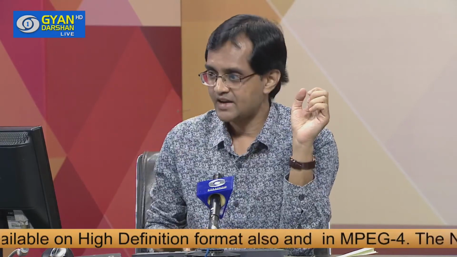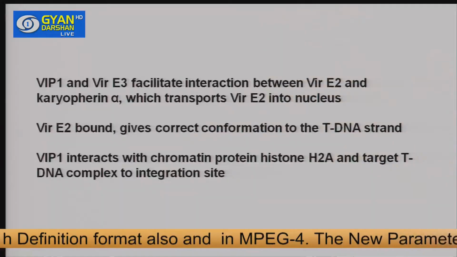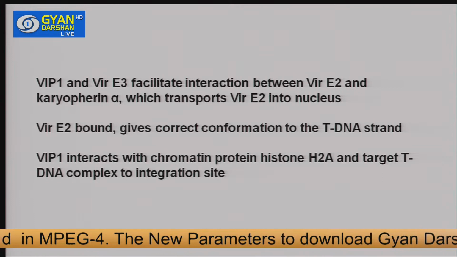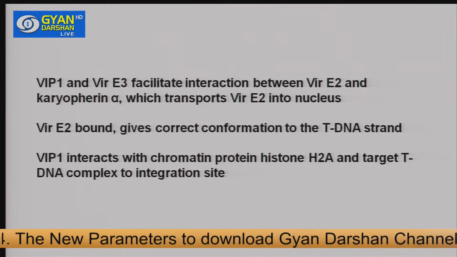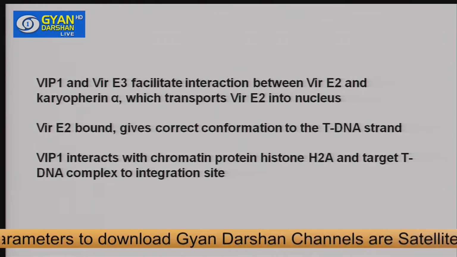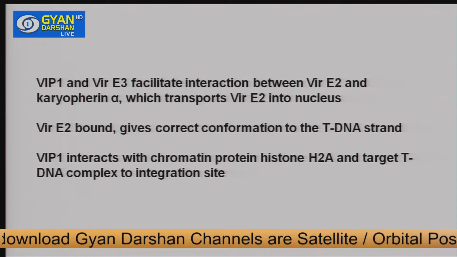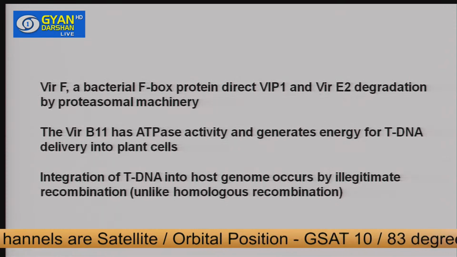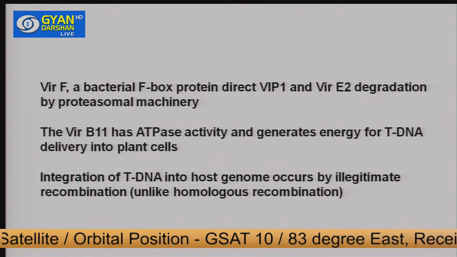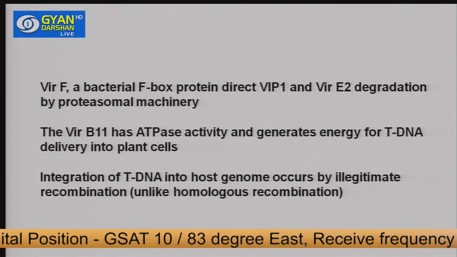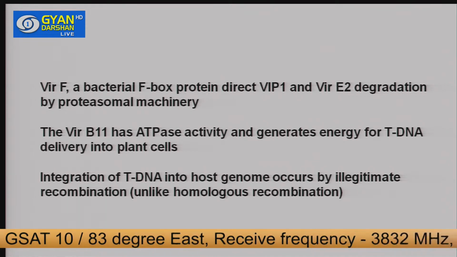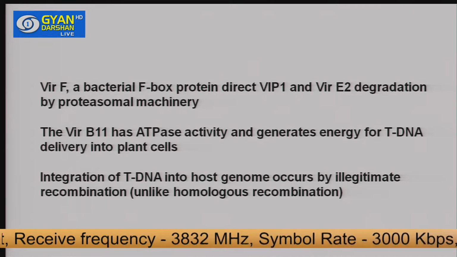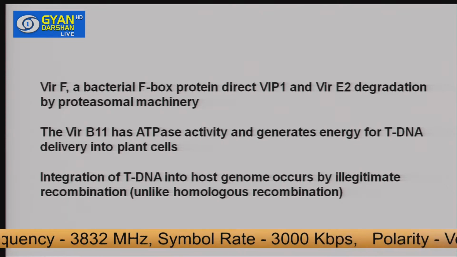Okay, and VIP1 and VE3 facilitate interaction between VE2 and karyopherin alpha, which transports VE2 into the nucleus. VE2 gives correct conformation to the tDNA strand. Another VIR gene, that is VIRF, is a bacterial F-box protein, and it helps in VIP1 and VE2 degradation by proteasomal machinery. So this is almost towards the end where VIRF actually works.